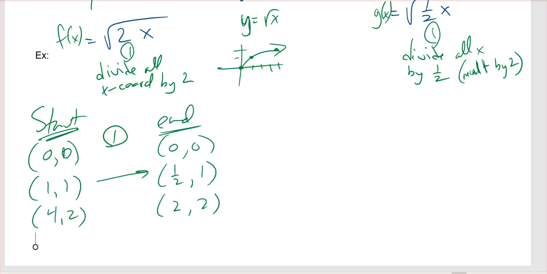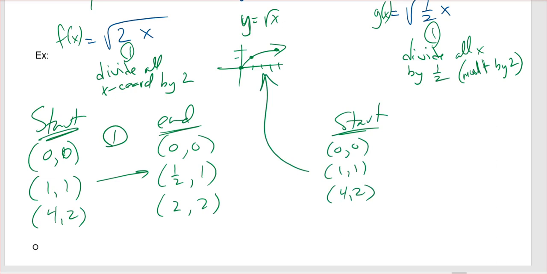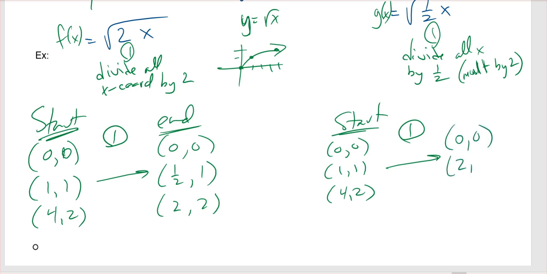And we can do the other one. We can start at the points that we know are there: (0, 0), (1, 1), and then (4, 2). We know that those are there because we know what that general picture looks like. Now we're going to do our transformation. We're going to divide all of our x values by 1/2, which means we're multiplying them by 2. So 0 times 2 is 0. 1 times 2 is 2. 4 times 2 is 8.